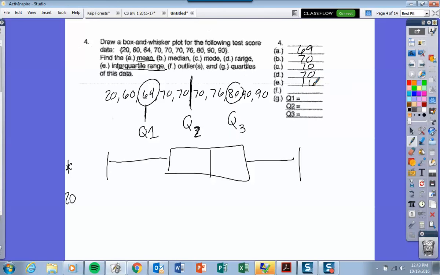For F, any outliers? Well, this guy is obviously my outlier over here. And what's my next one? The quartiles of this data. Well, we found those already. Quartile 1, quartile 2, which is really 70, and quartile 3 is 80.